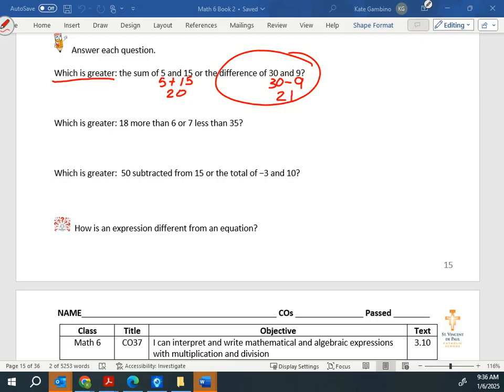Any questions on today's math? So we have to do that front page where you write the mathematical expression using your numbers and variables. And then the second page, we are writing the verbal phrase using our words to say what that expression says. And then answering our questions on the bottom.